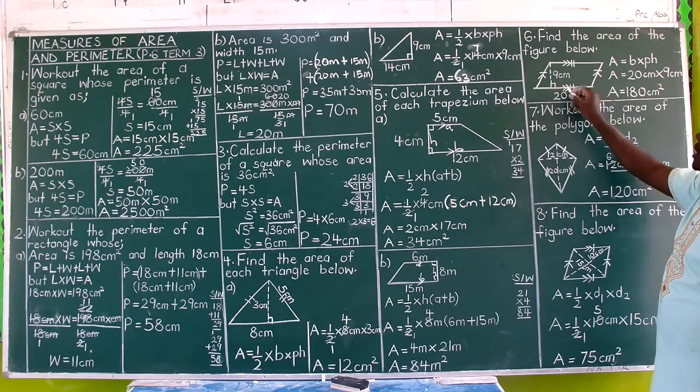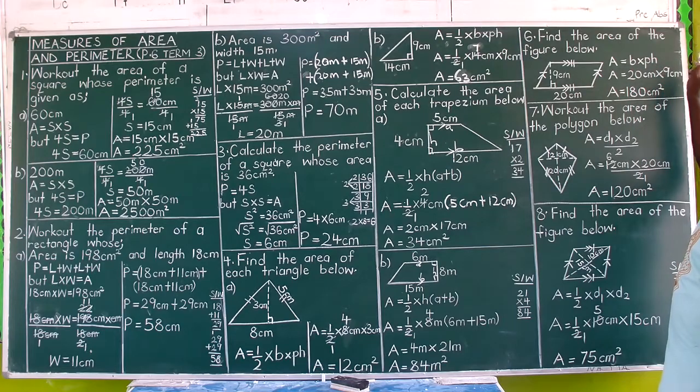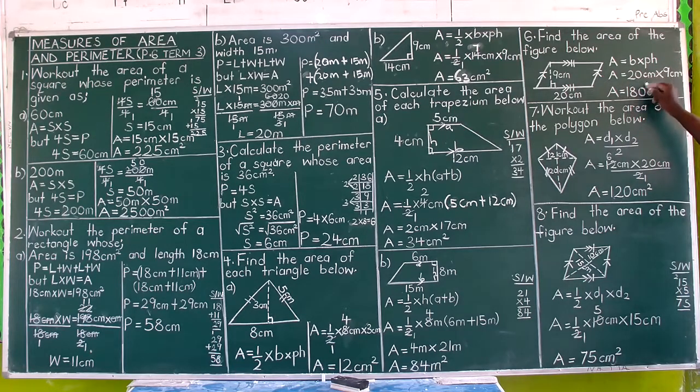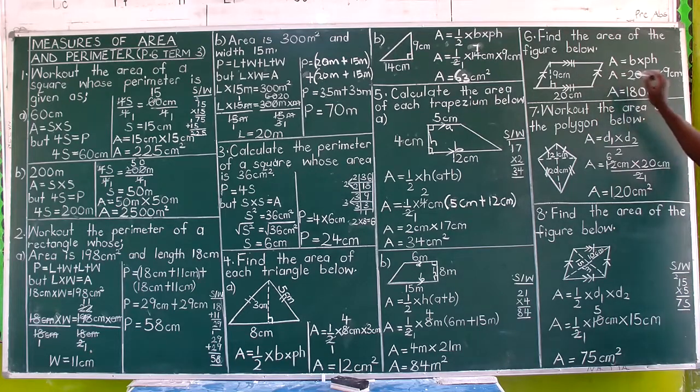So the base is 20 centimeters and the perpendicular height is 9 centimeters. So area equals base times perpendicular height. Area is equal to 20 centimeters times 9 centimeters, where 2 times 9 is 18, and then that's 0, to get 180 centimeters squared. So the area of that parallelogram is 180 centimeters squared.